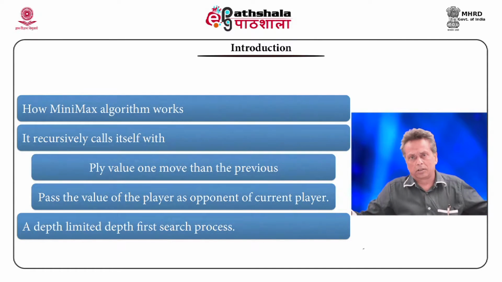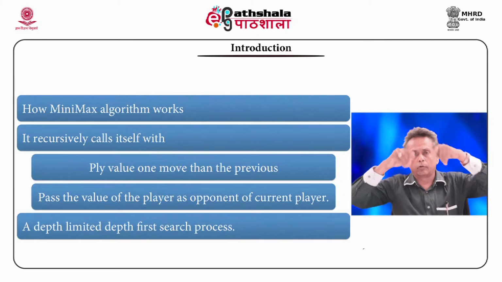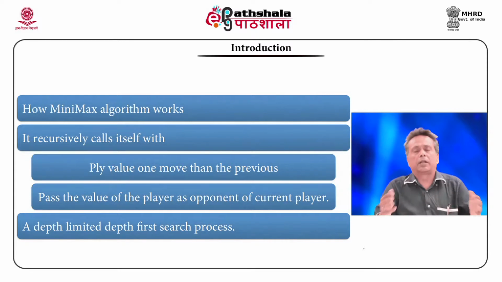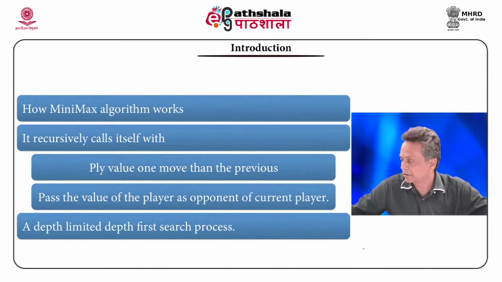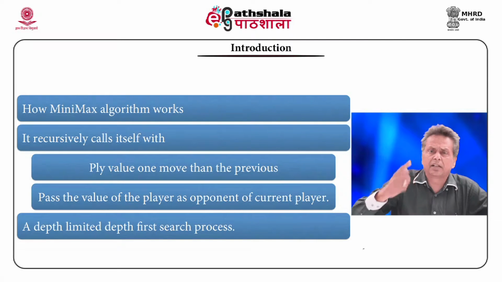You explore the tree as long as you can, get the static evaluation function value, and back the values up till the topmost node. Based on that, you pick the best move from there, every time you do it. So that is what the Minimax algorithm is. It's basically a recursive algorithm.